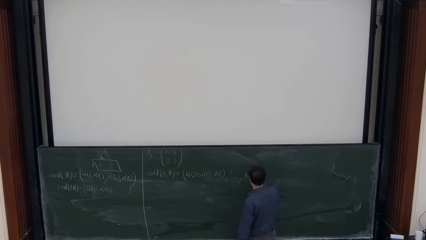So this is going to be h of gamma k plus s of v gamma k, comma v of gamma k. And that will be the coordinates of the image under the horocycle plot.